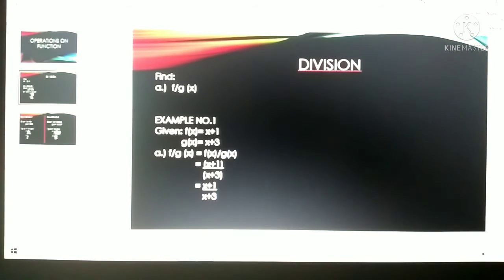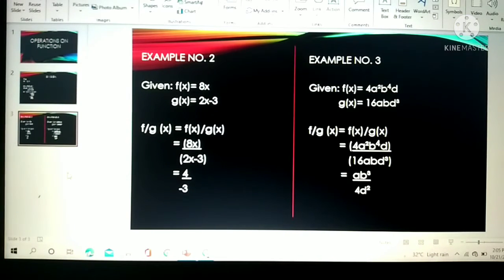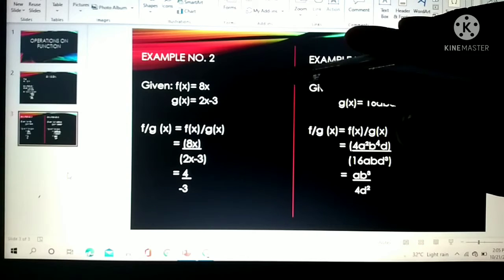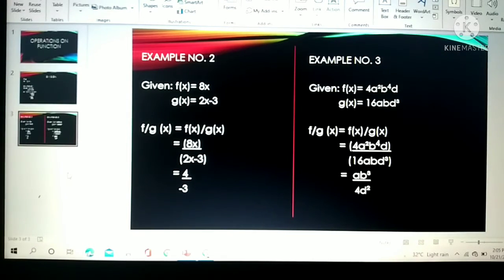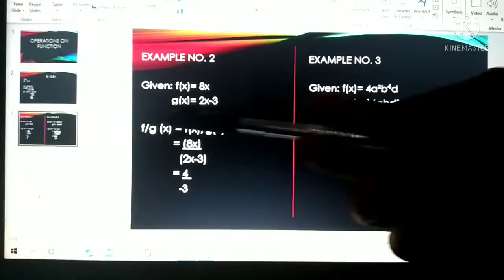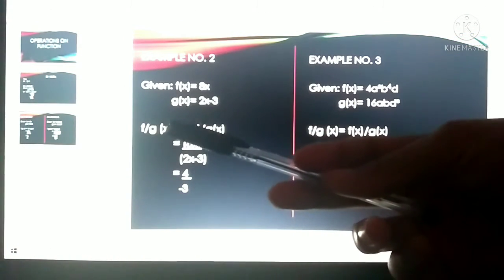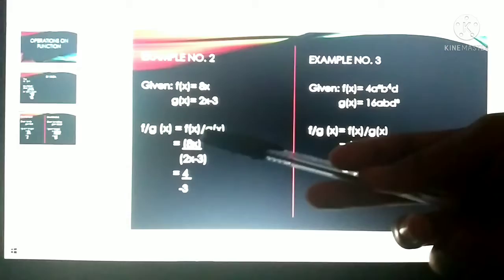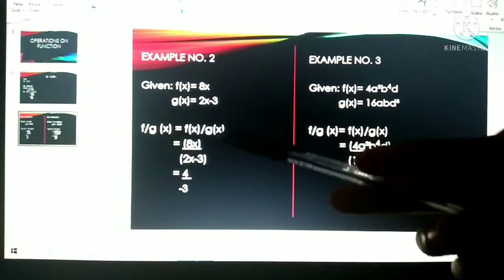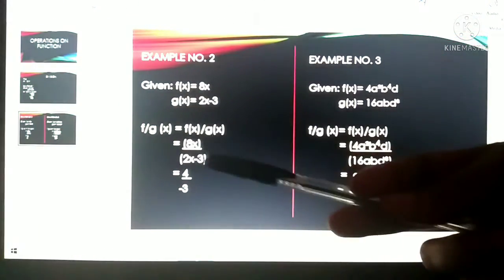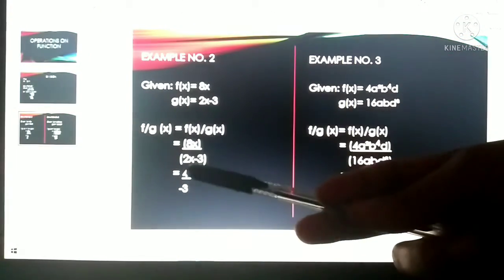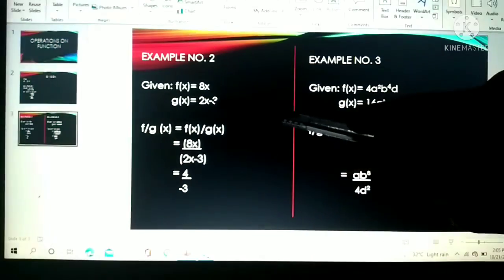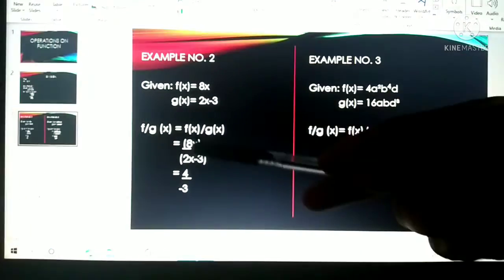So now let us proceed to our example number 2. For example number 2, the given is f of x is equal to 8x and g of x is equal to 2x minus 3. Now let us solve. f over g of x is equal to f of x divided by g of x. So let us substitute x where our f of x is 8x divided by 2x minus 3, which is our g of x. Now let us divide.